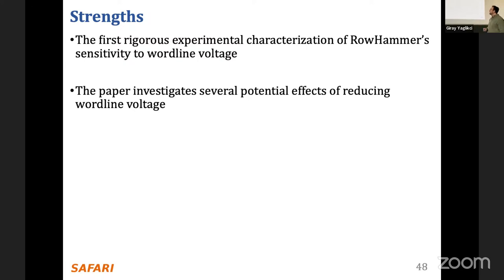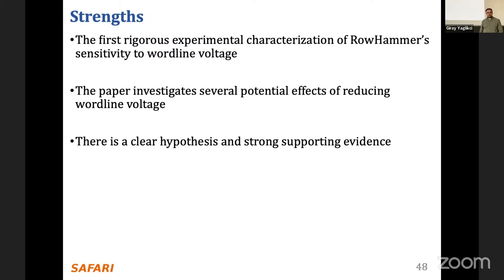The paper investigates several potential effects of reducing Wordline voltage. It's not just focused on RowHammer, but it also looks at reliable DRAM operation. So that's also something good about the paper. And in the paper, there is a clear hypothesis. Of course, we don't read the paper together here, but if you look at the PDF, on the first page, there's a clear hypothesis. That hypothesis is tested throughout the paper, and there is strong supporting evidence that supports that hypothesis.